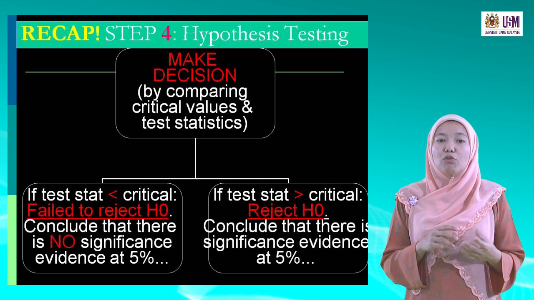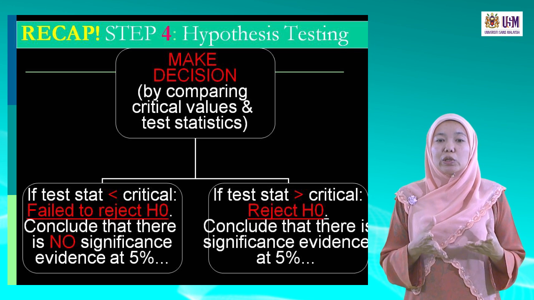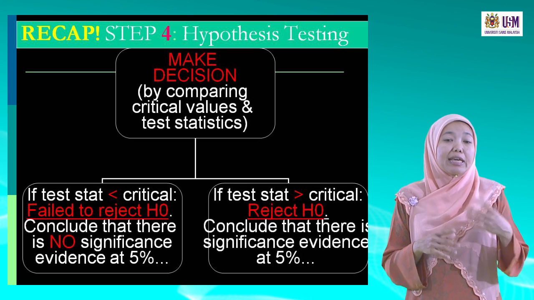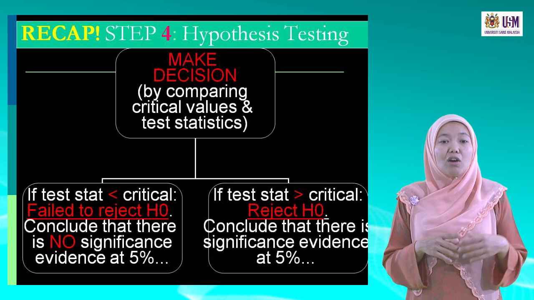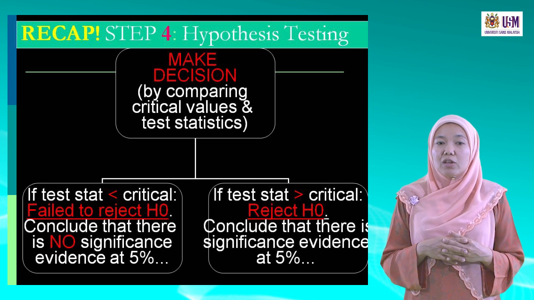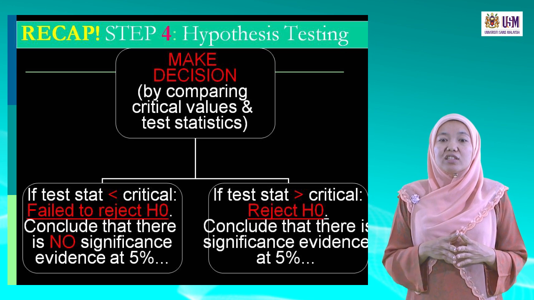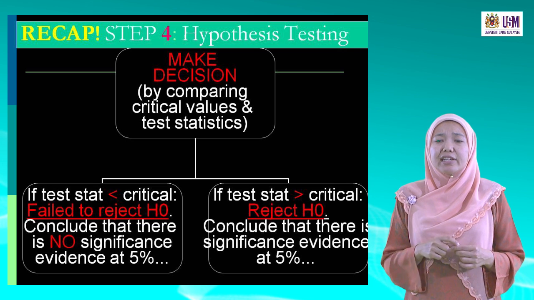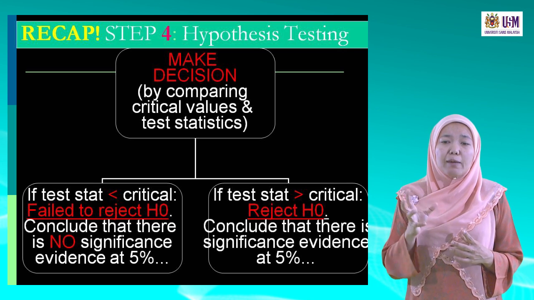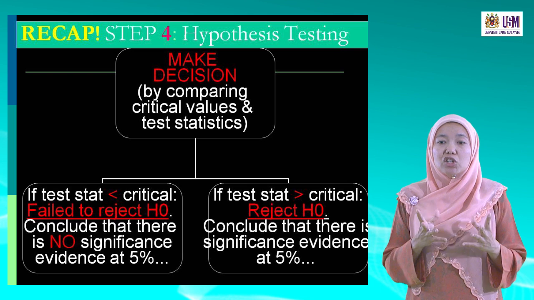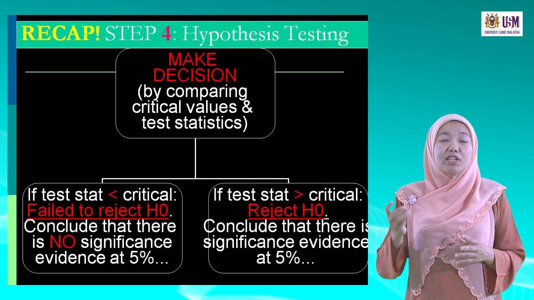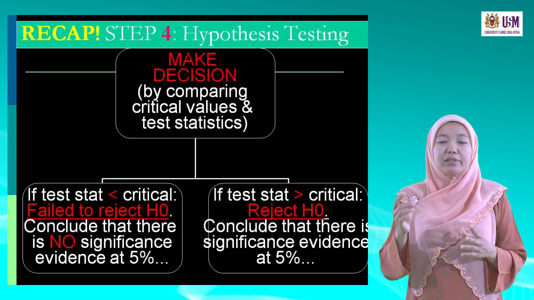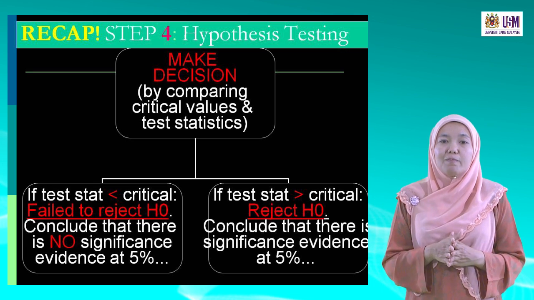When you fail to reject H naught, you can conclude that there is no significant evidence at the 5% level, or it can be at the 1% level, or even at the 10% level. On the other hand, if your test statistic in step 3 is greater than the critical value that you set out in step 2, you can reject your H naught. When you reject your H naught, basically you can conclude that there is significant evidence at the 5% level, and so on.